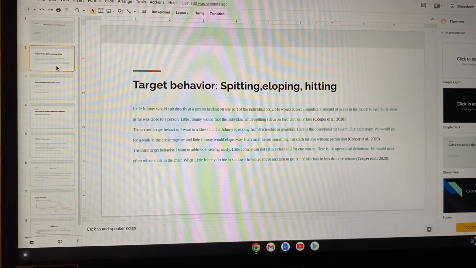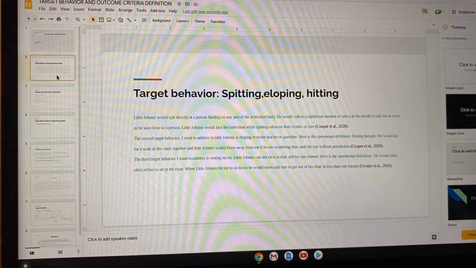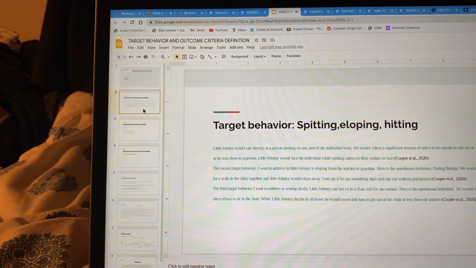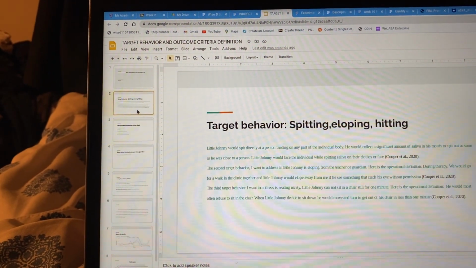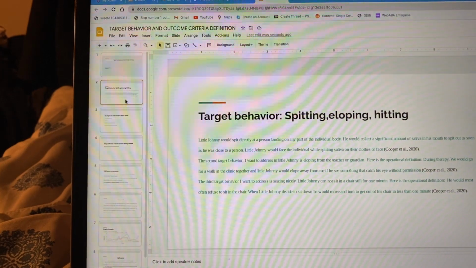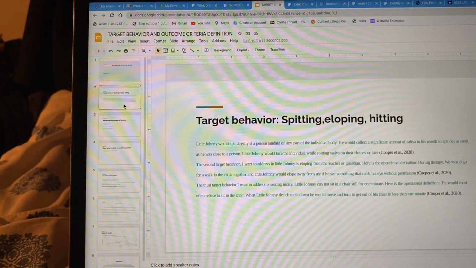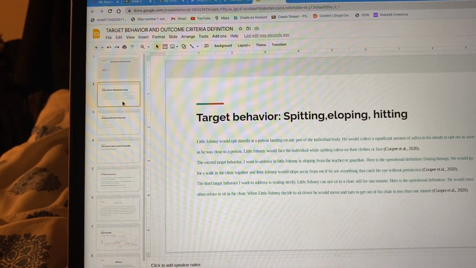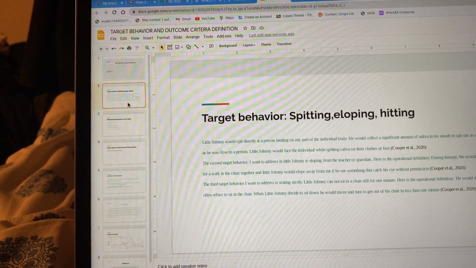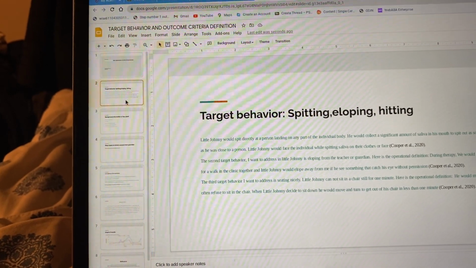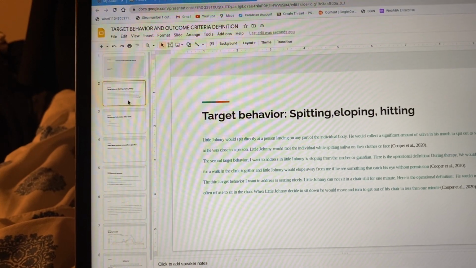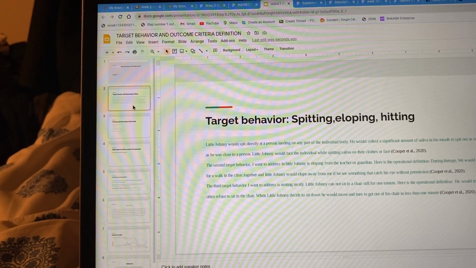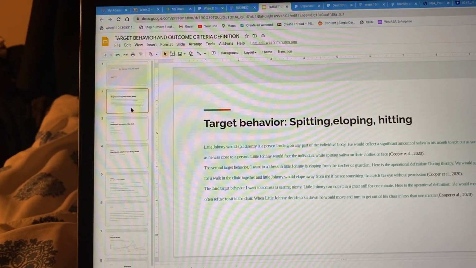My target behavior, you see, is spitting, eloping, and hitting. My fake client's name is Little Johnny, who would spit directly at a person, landing on any part of the individual's body. He will collect a significant amount of saliva in his mouth to spit out as soon as he gets close to a person. Little Johnny would face the individual while spitting saliva on their clothes or face. So this is the first operational definition of the target behavior, which is spitting.